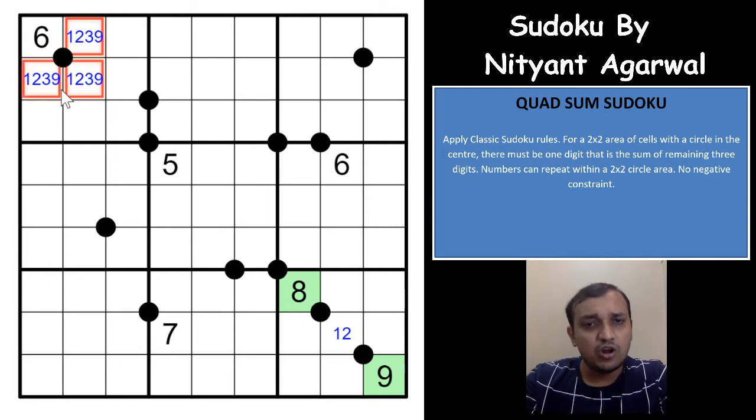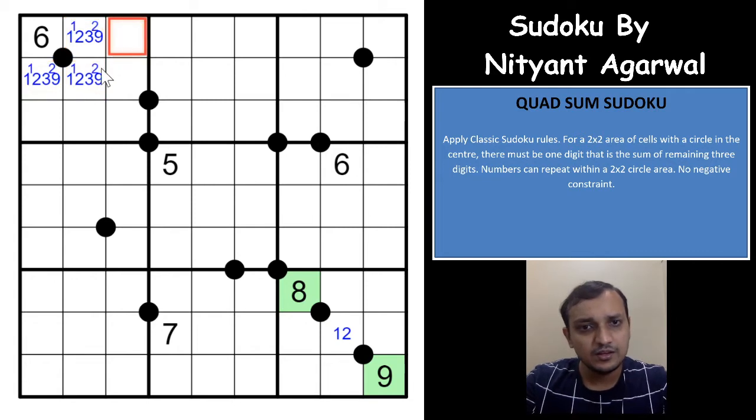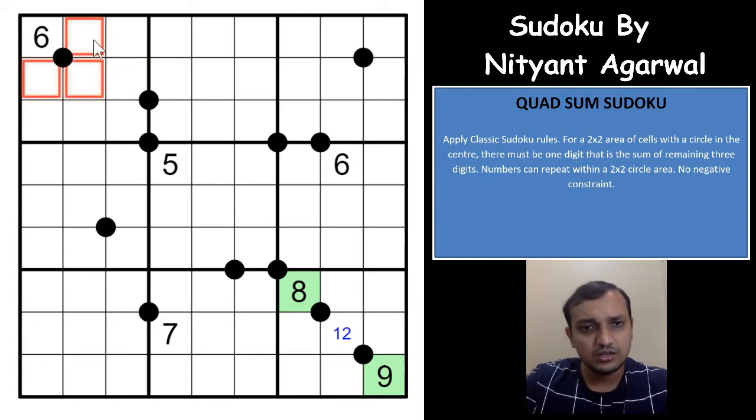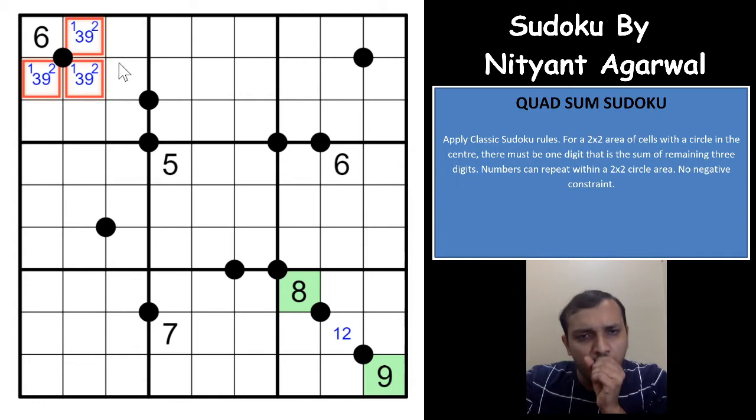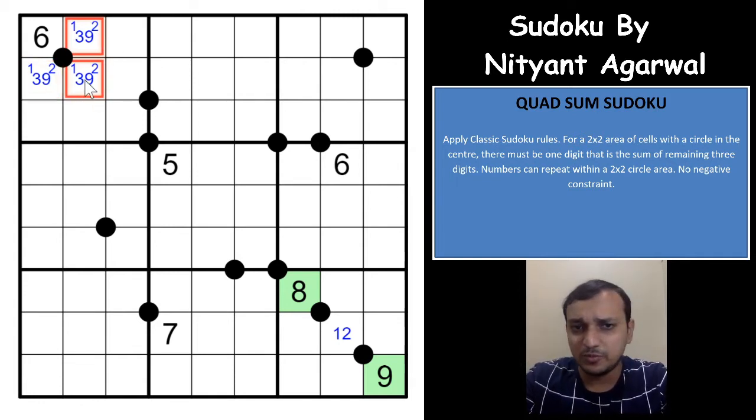And 1 and 2 will always have to be within the circle, right? Wait, I'll mark that here. 1 and 2 will always have to be within the circle, and one of the 3 and 9 will have to be within the circle, right?